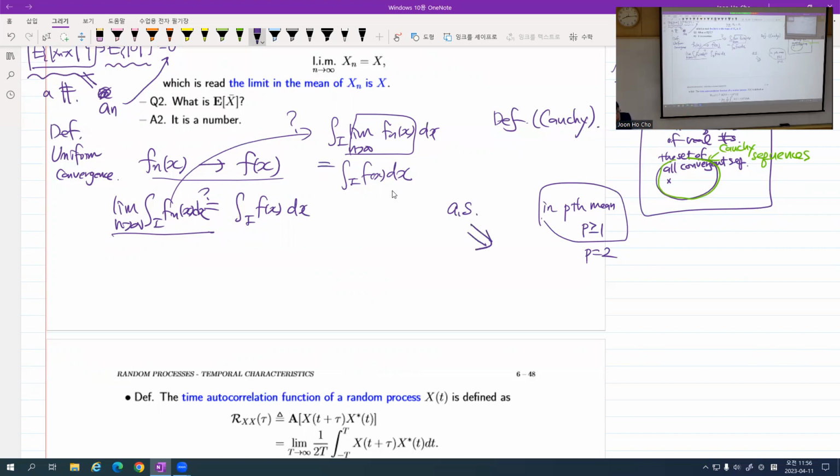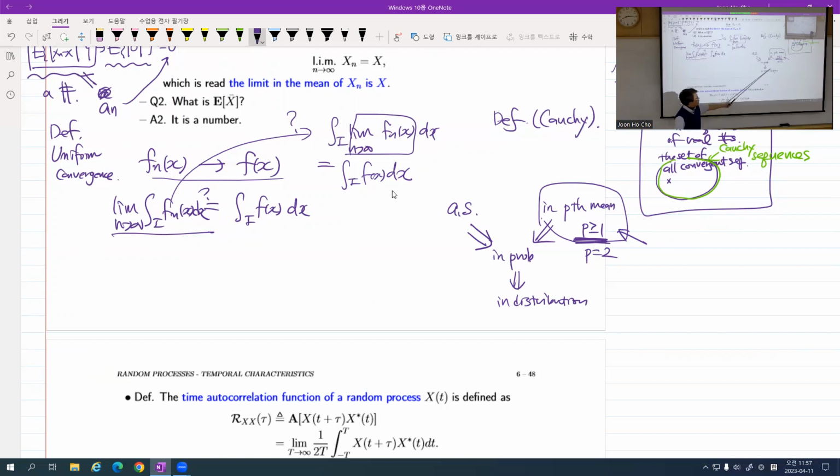Now, this implies convergence in probability. Also, this holds for all p greater than or equal to 1, so you have uncountably infinite modes of convergence. They also imply convergence in probability, and they all imply convergence in distribution. So even though we are going to study four different types or modes of convergence of a sequence of random variables, they are related in this way.